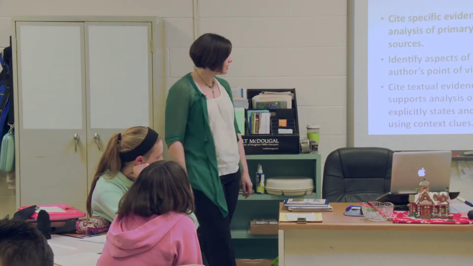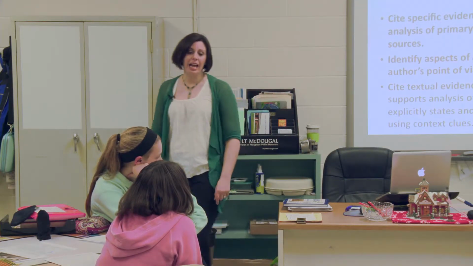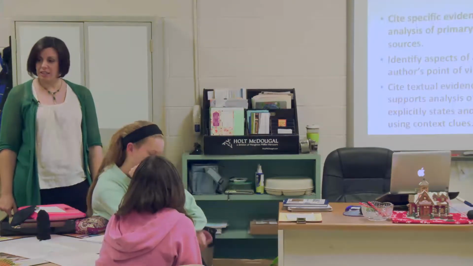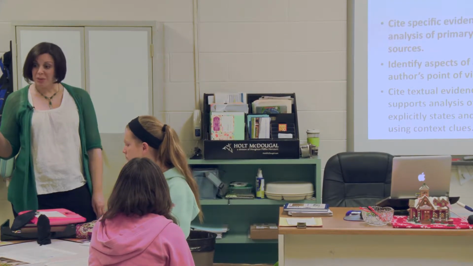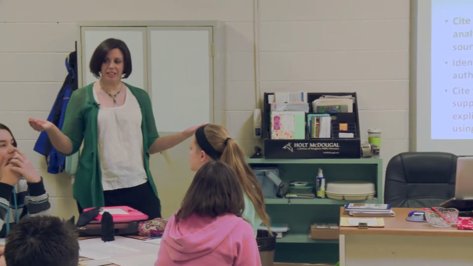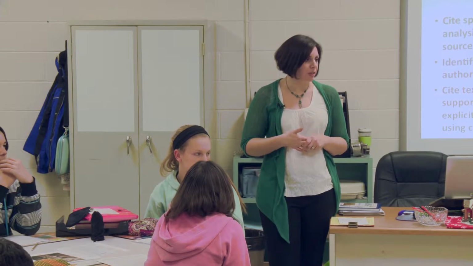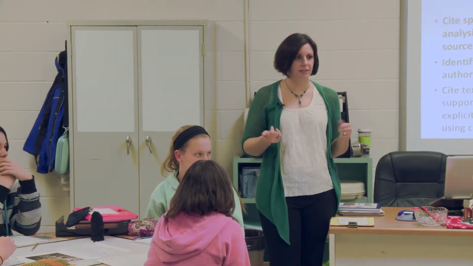Cite textual evidence that most strongly supports analysis of what a text explicitly states and what is implied. When we're looking at our painting at the signing of the Constitution, something that is explicitly stated, even though we're not dealing with words, is an image that we could see directly, like George Washington standing on top of a platform. That's explicitly stated. But what can we infer about what we see using those context clues and our prior knowledge about George Washington? Why is he on that platform? What inferences can we make?